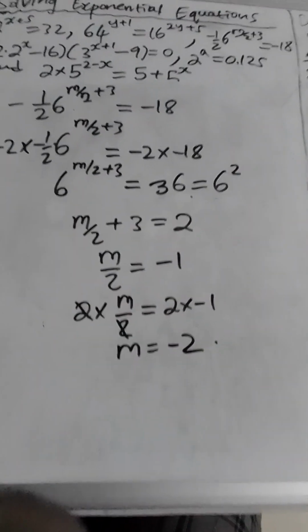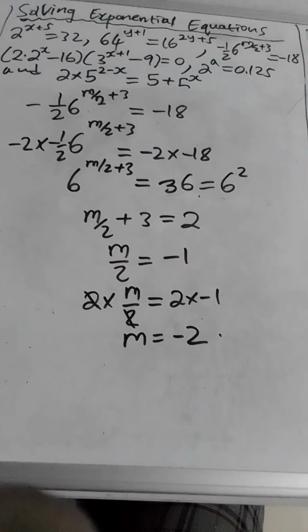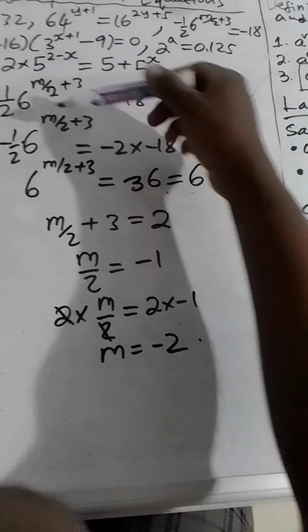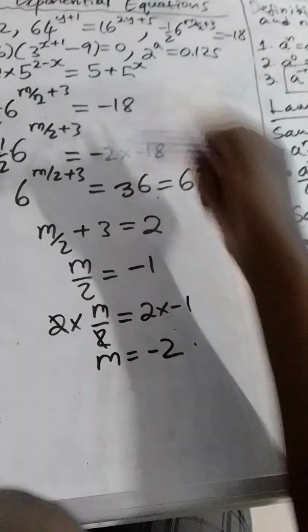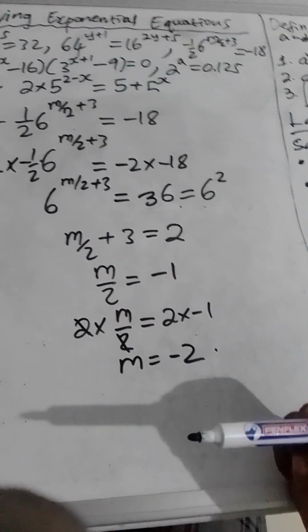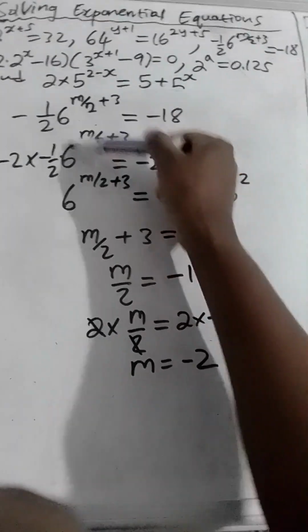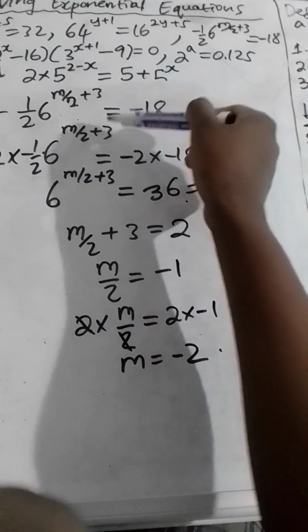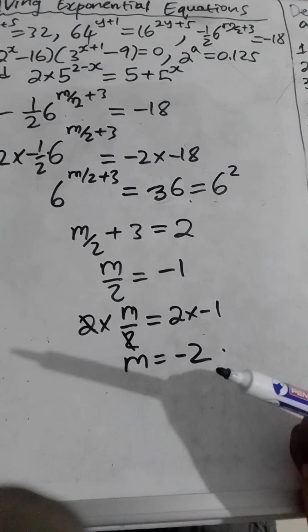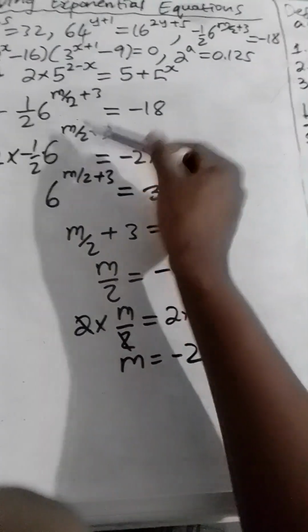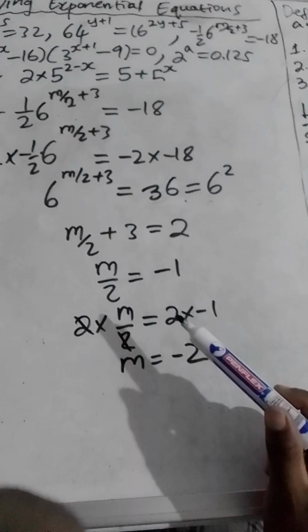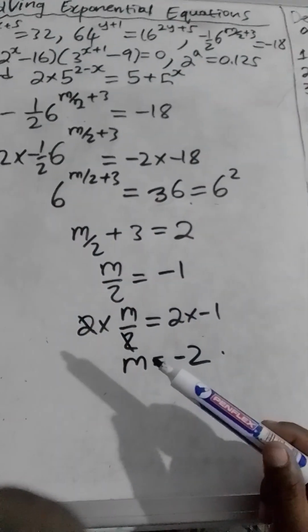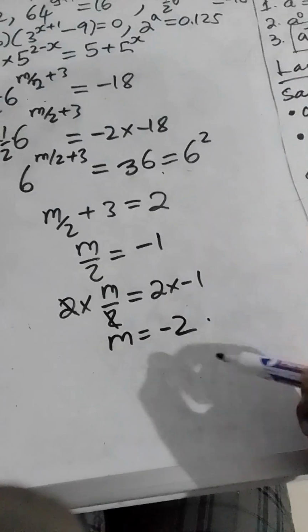As I said, I'm not going to check the answers anymore. But if you want to check the answer, you could just put the negative 2 where the m is. And so by inspection, we're going to get negative 1. Negative 2 divided by 2 is negative 1, plus 3 is going to be positive 2. So 6 squared is going to be 36, multiplied by negative half is going to be negative 18. So this is then correct.